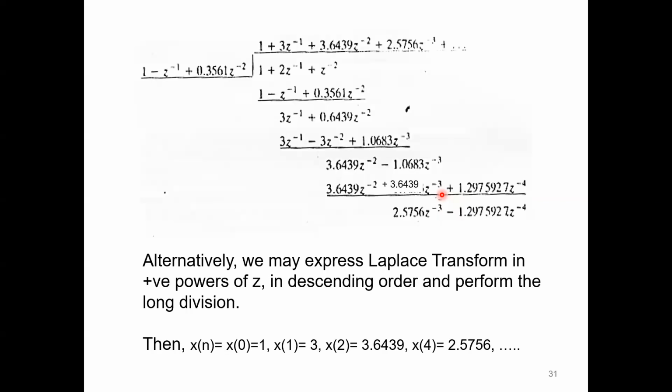So we'll do the long division. Here it is. The long division, numerator over denominator: 1 + 2z^-1 + z^-2 divided by 1 - z^-1 + 0.3561z^-2, this one. Take a brief look at it. What you see here is the result.